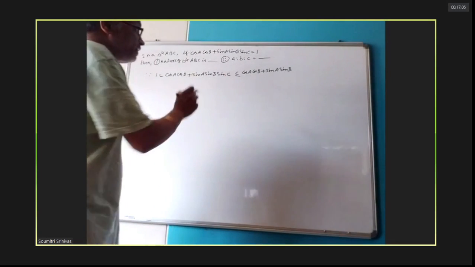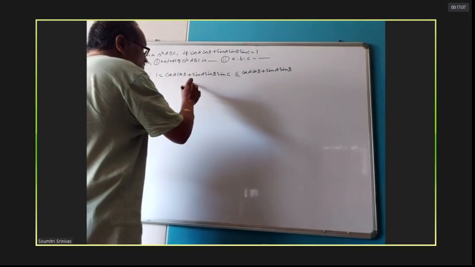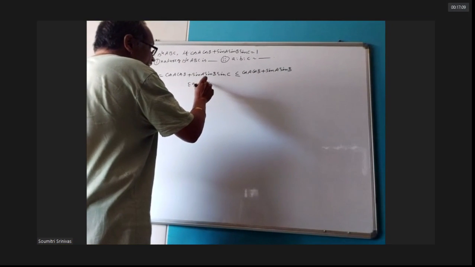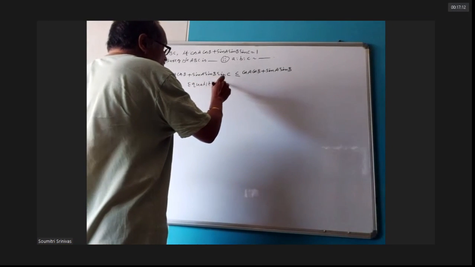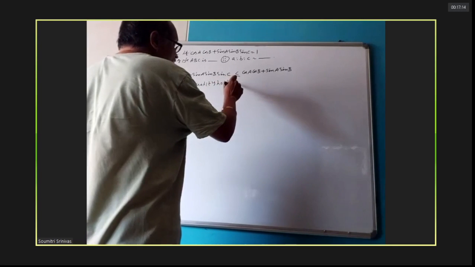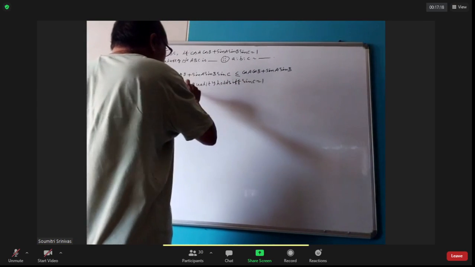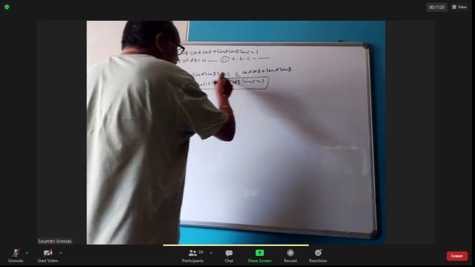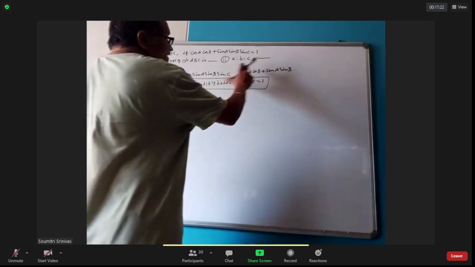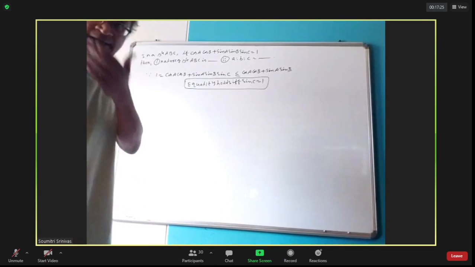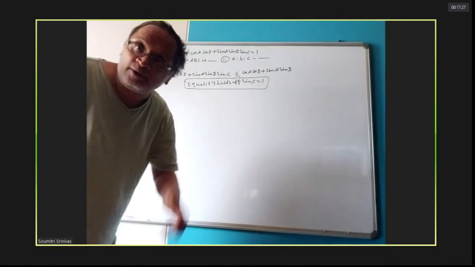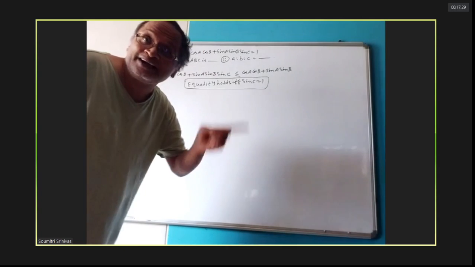When does equality hold? Equality holds if sin C is equal to 1. What happens when sin C is 1? LHS equals RHS. Can sin C be 1? Answer is yes, when angle C is 90.